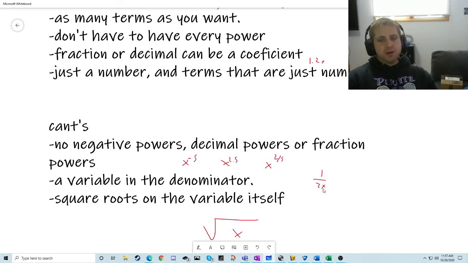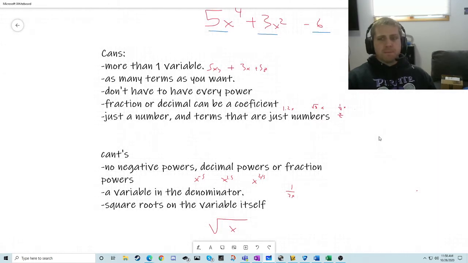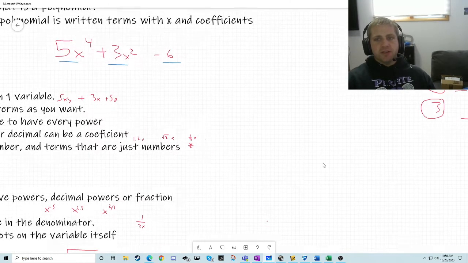You can't have a variable in the denominator. Technically that's the same thing as a negative power, but that's a later lesson. No square roots on the variable itself. That's also the same thing as fraction powers, but again, that's a later lesson. So if you see any weird negatives, denominators, square roots, or fractions in the powers, it's a no-go. Everything else is pretty much fair game. So that's what a polynomial is.